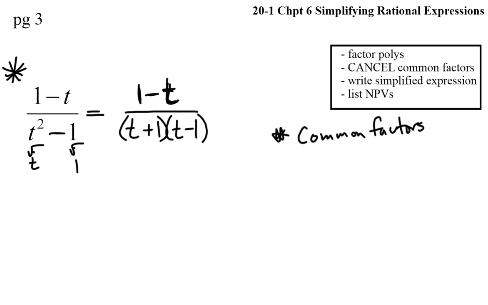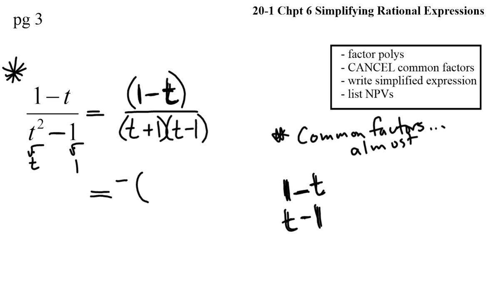Common factors, almost. Because if we look at that, 1 minus t and t minus 1 are close to being the same. But here it's a positive 1, but a negative 1. A negative t, but a positive t. So I need to switch the signs. Well, what's going to switch the signs? Switching signs is if I put a negative out front. If I multiply this 1 minus t by a negative, that changes my signs.